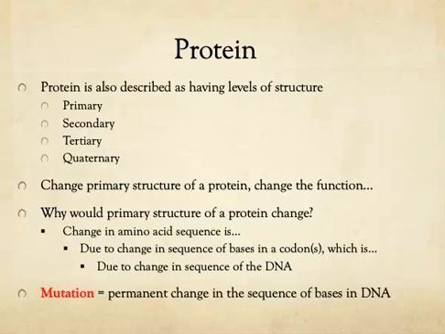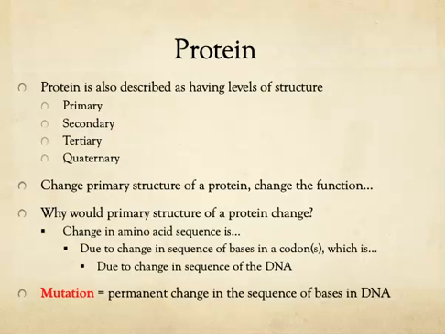Now the question is, why would the primary structure of a protein change? Why would the order of amino acids ever change? And the answer is, we could see a change in the code. If you change the amino acid sequence, that means there must have been a change in the codon in the mRNA molecule. There must have been a change in the sequence of bases in that mRNA molecule. And in order for there to have been a change in the mRNA molecule, there must have been a change in the sequence of bases in the DNA molecule.